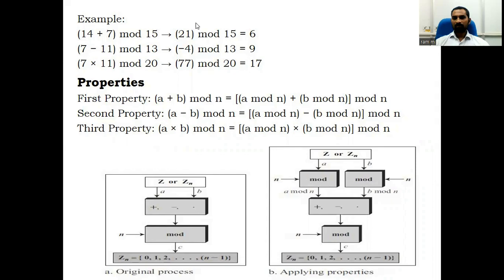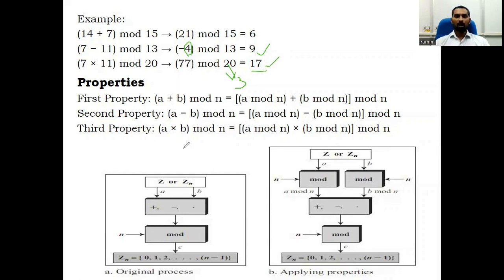Next, 7 minus 11, so it is minus 4. Minus 4 mod 13 is 9. Simply, how much value do we need to add to get 13? Consider the positive part as 4; I need to add 9 to get 13. So it is 9. Then 7 into 11 is 77 mod 20, so the residue is 17. How? 20 into 3 is 60, so the remaining value is 17, and we get that as the residue.